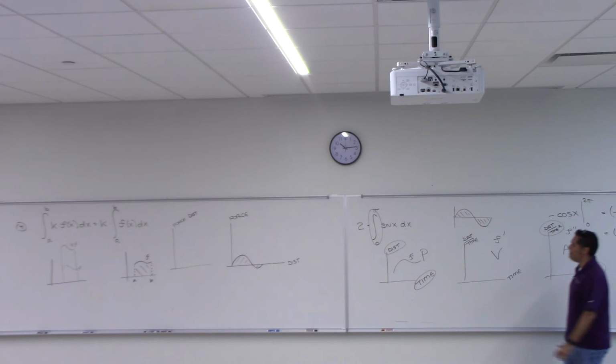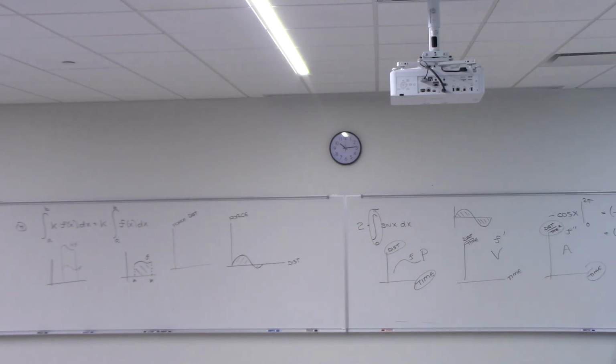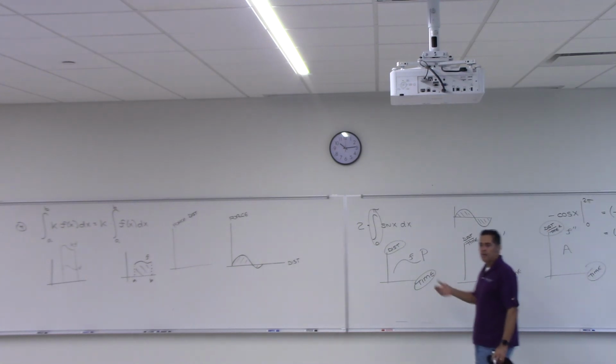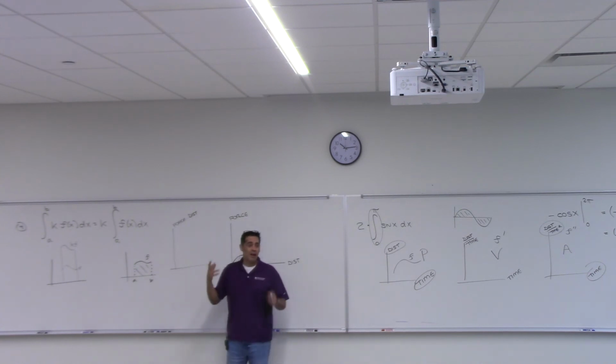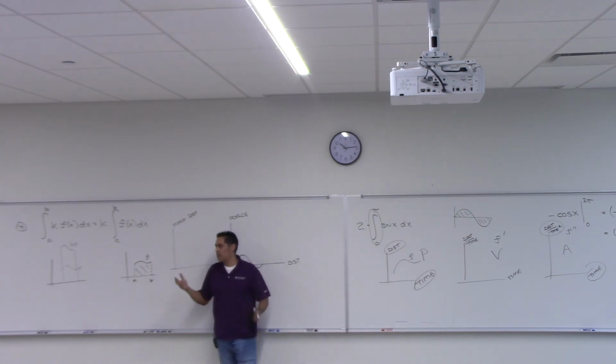Okay, more properties. The next one I think is obvious after what we just talked about. If the function's negative, then the area is negative. If the function's below the x-axis or touching the x-axis, then we should expect the area, or the definite integral, to give us a negative answer.